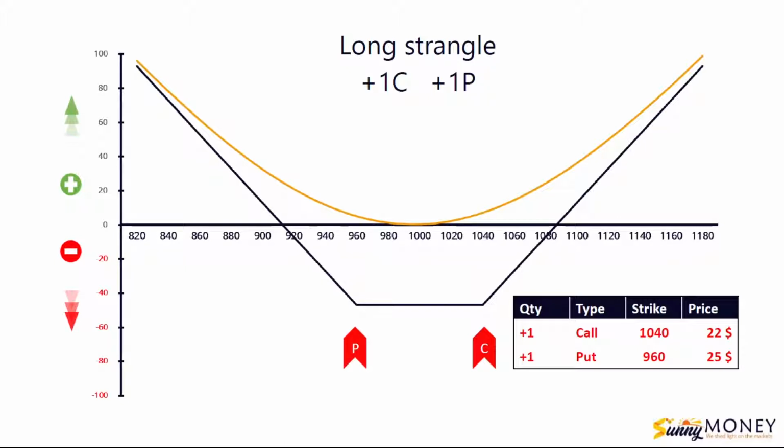When do we use this strategy? When we expect a rapid and directional price movement. What matters to us is a quick and deep move in prices, no matter the direction. Looking at the orange curve, we find that long strangle is also a time-sensitive strategy.